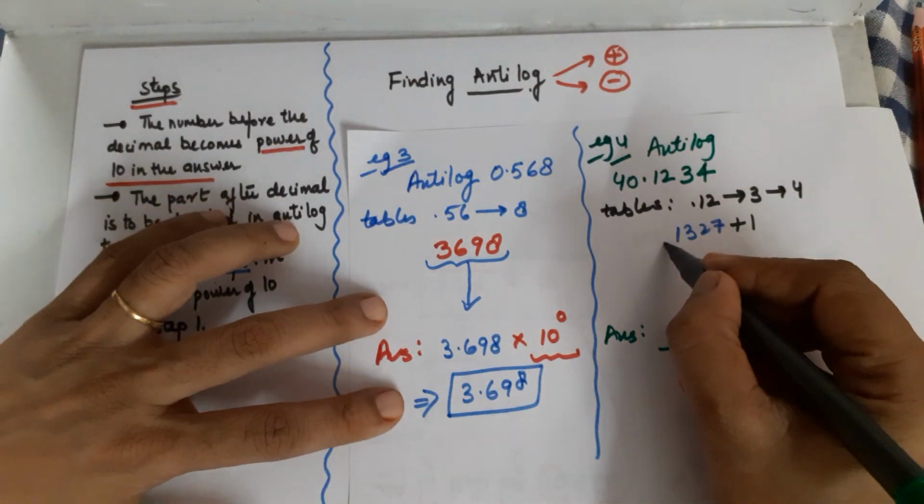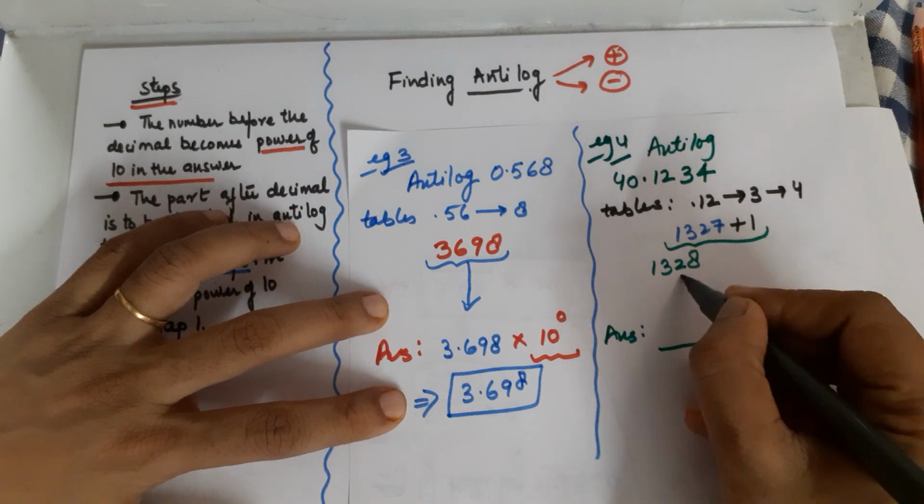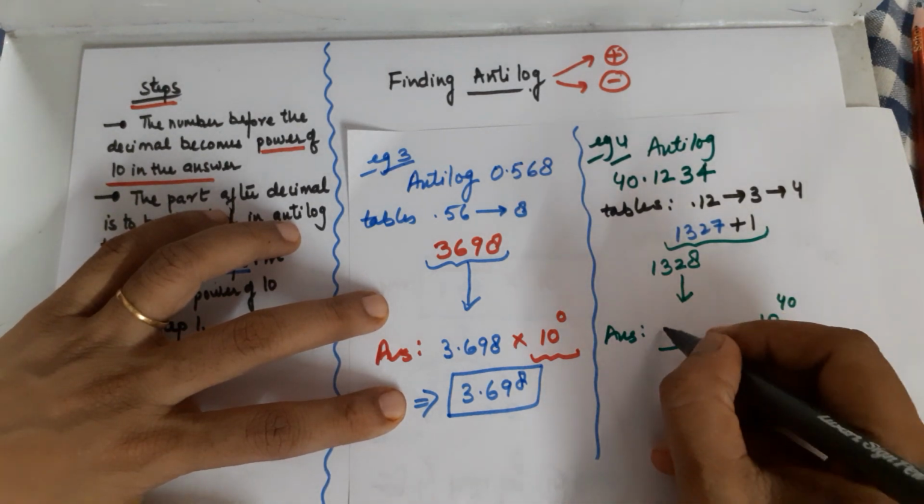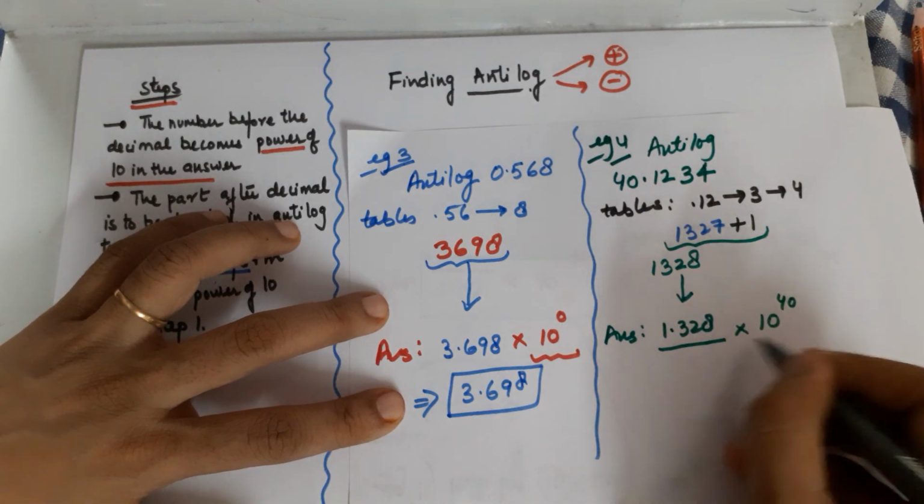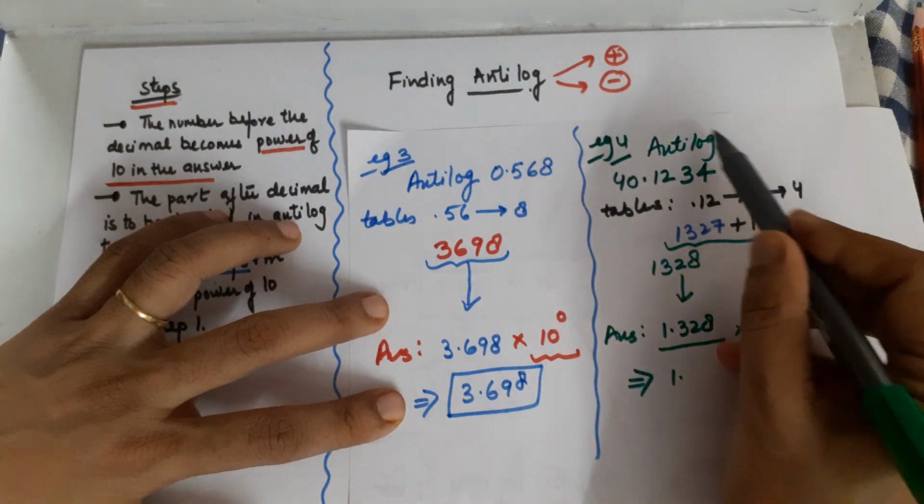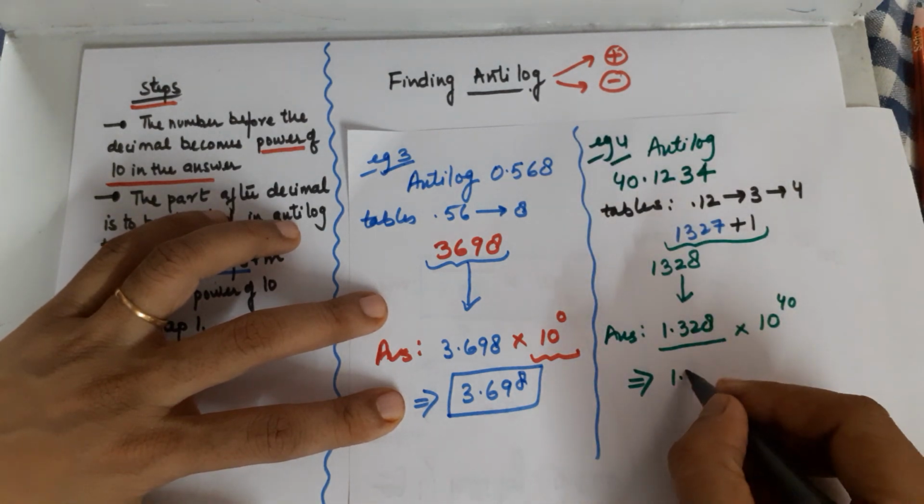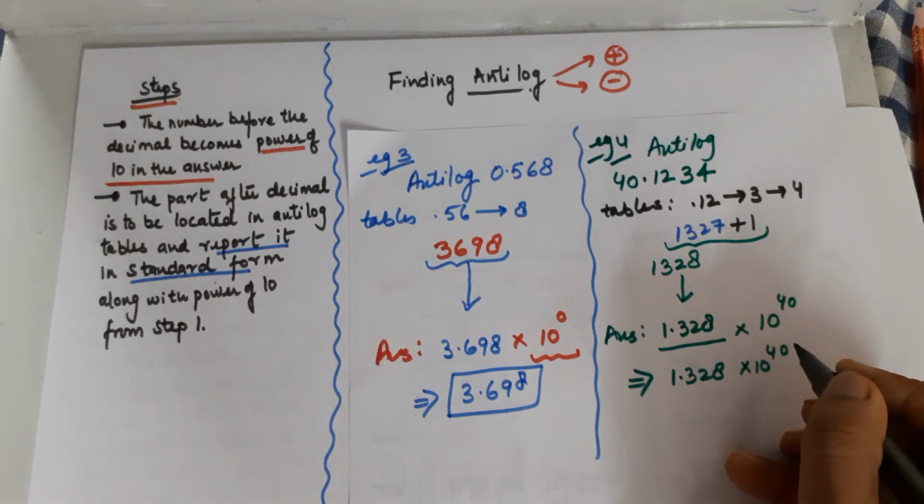So your value from the tables comes out to be 1328 and you have to report it directly in the standard form as 1.328 into 10 to the power 40. So your answer for the antilog of 40.1234 is 1.328 into 10 to the power 40. Done?